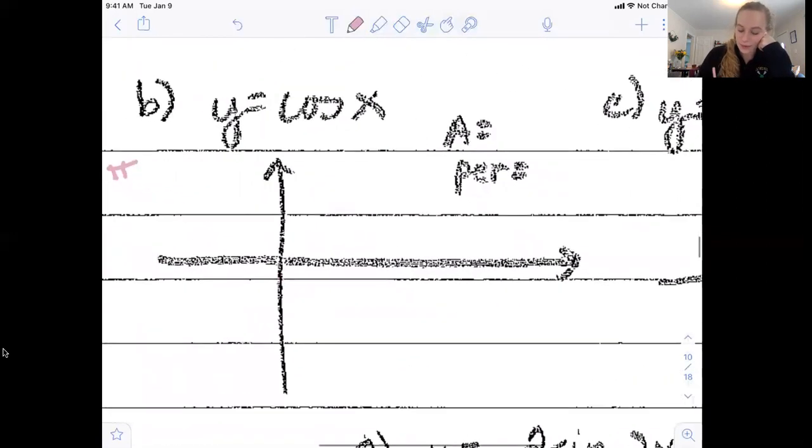Similar with cosine, amplitude is 1, period is 2π. However, in this case, my cosine starts and ends at the top. It starts and ends at the top, and its middle point is my lowest point. The middle point between the first and the middle is on the axis, and then same thing between the middle and the last point. It goes all the way up to +1, goes all the way down to -1, and then it makes this nice little curve.